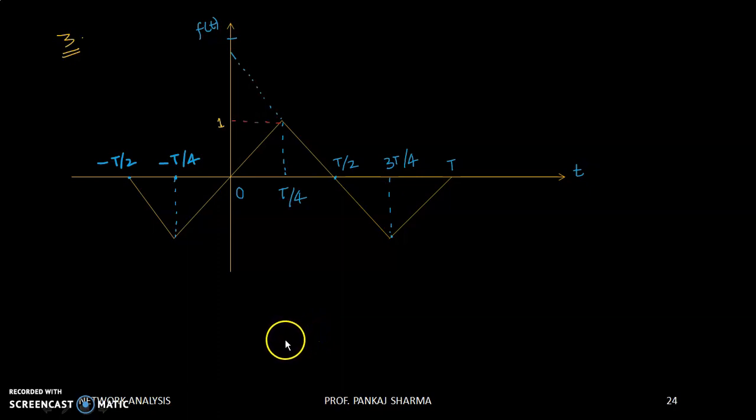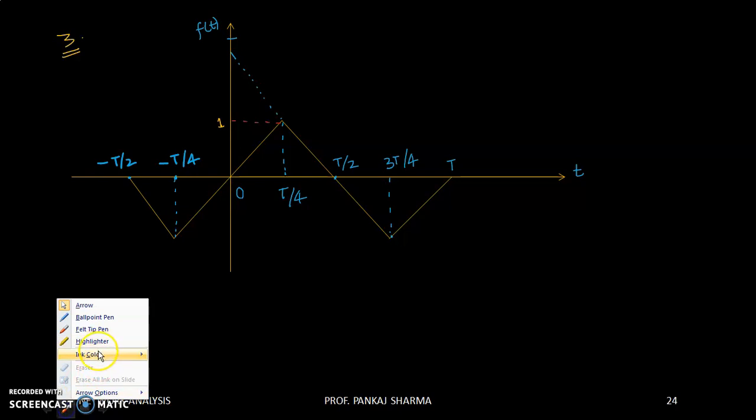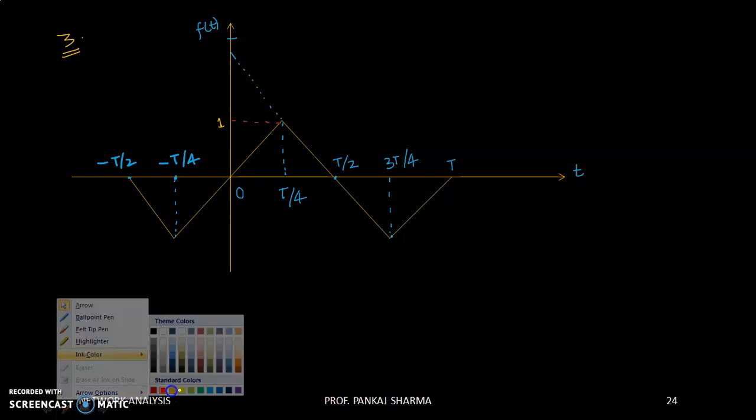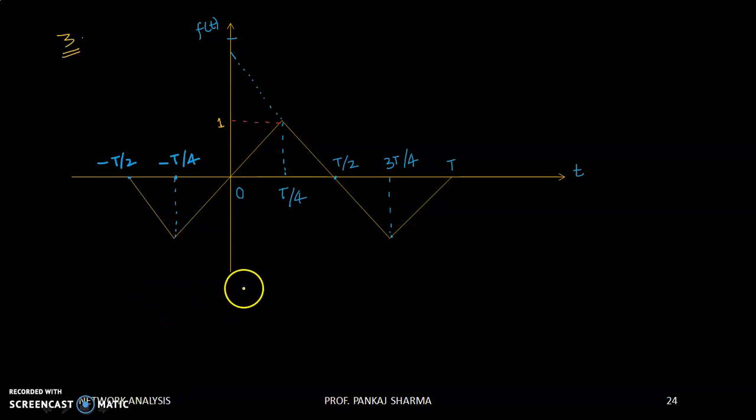This is another example, another question where we have to determine the Fourier series expansion. For the given waveform, we have to determine the Fourier series expansion in trigonometric form. Given is your triangular waveform. The shape is actually triangular. This is your origin, and this is T by 4, this is T by 2.